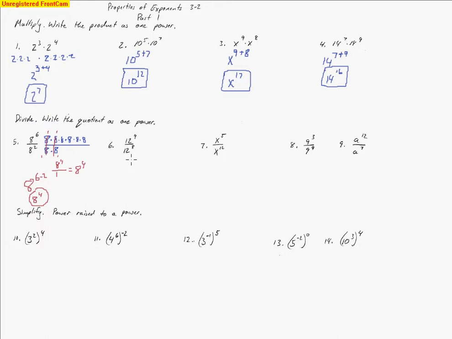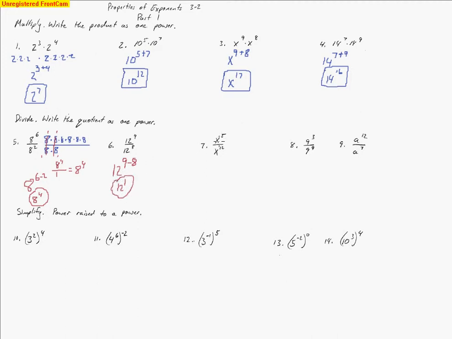So let's use that rule with this one. I have the base of 12, and I have 9 12's on top, 8 12's on the bottom. So I'm going to take the number of 12's I have on the bottom away from the ones on top, and that leaves me with 1 12 on top, so just 12 to the 1st power.